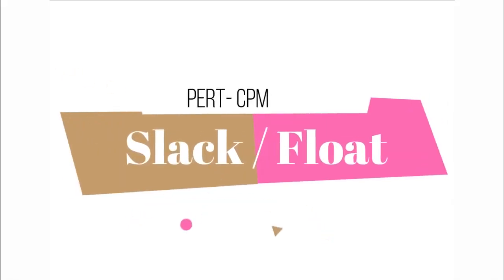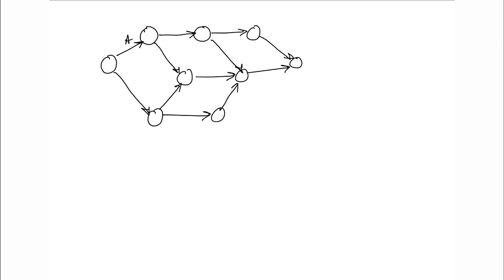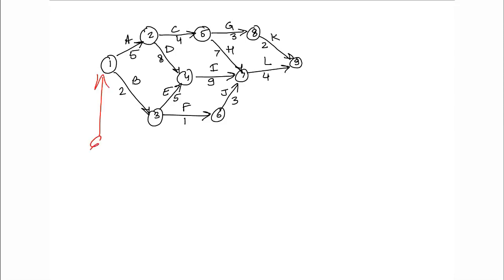Today we'll learn how to find slacks and floats of a given network in PERT and CPM. So let us make a simple network. PERT network, it starts with event 1 and it ends with event 9.